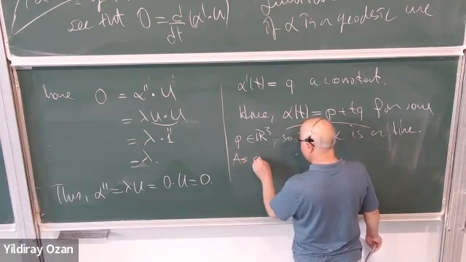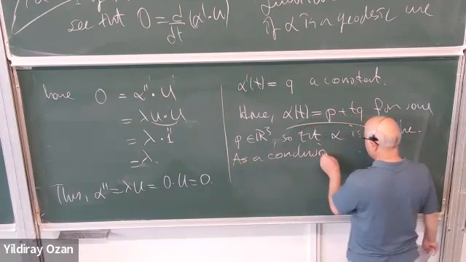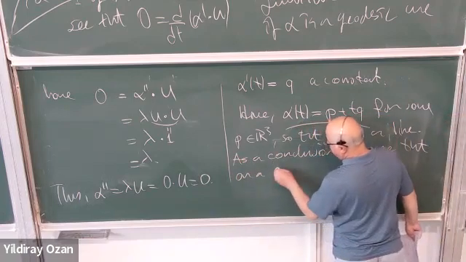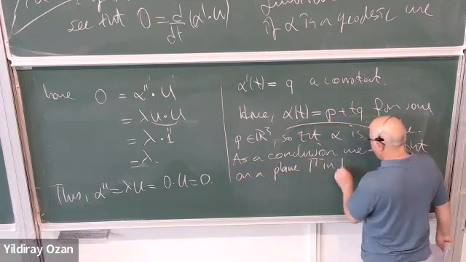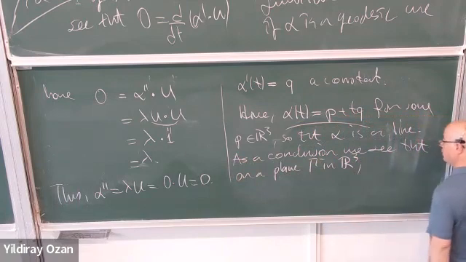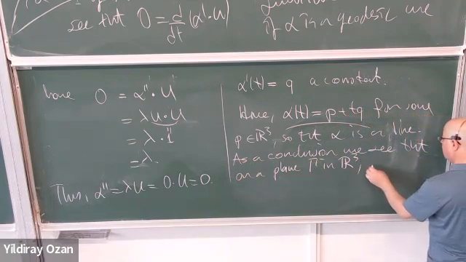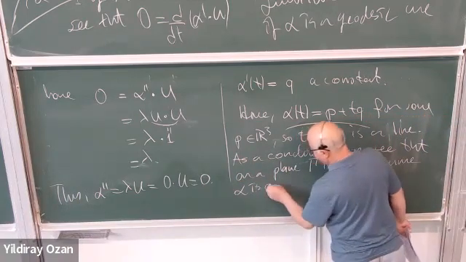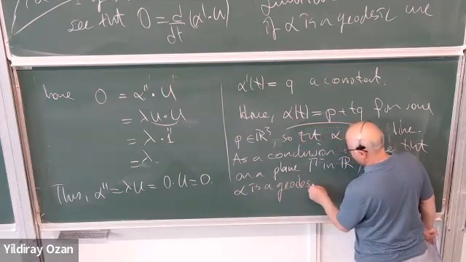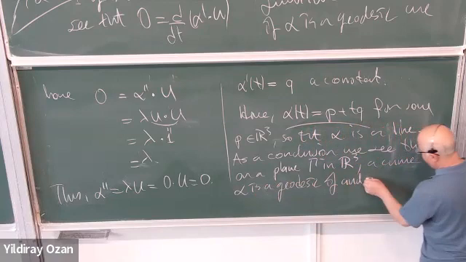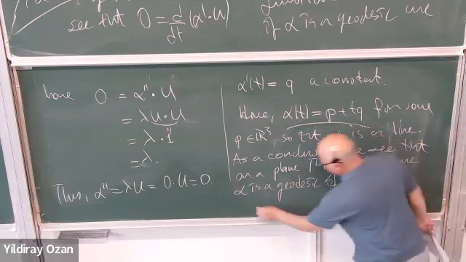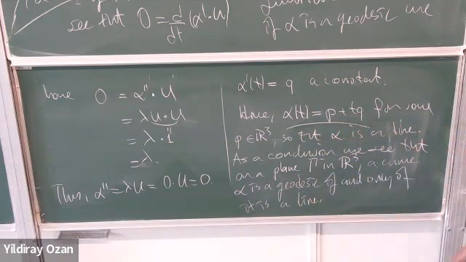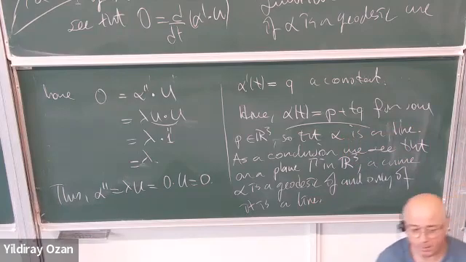As a conclusion, we see that on a plane gamma in R3, a curve alpha is a geodesic if and only if it's a line. Okay. Tamam mı?